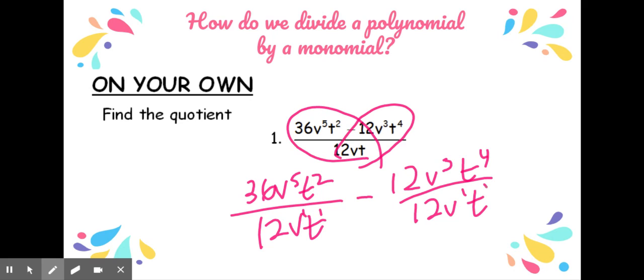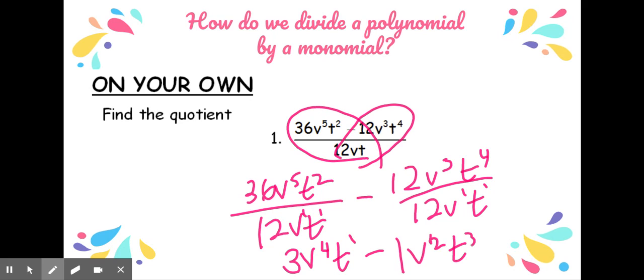So again, divide your coefficients. 36 divided by 12 is 3. Keep your base, v. Subtract your exponents. 5 take away 1 is 4. T to the second divided by t to the first. Keep your base. Subtract your exponents and get t to the first. Minus 12 divided by 12 is 1. V to the third divided by v to the first is v to the second. T to the fourth divided by t to the first is t to the third.